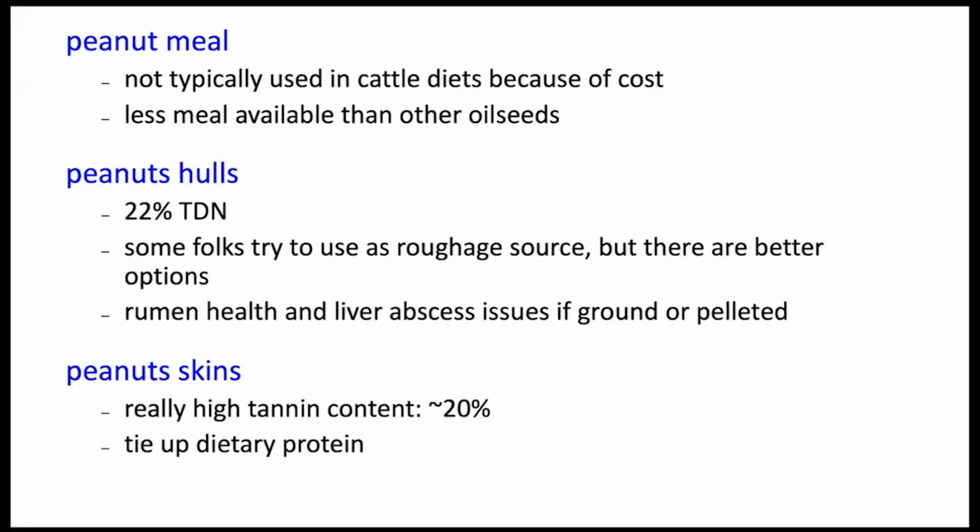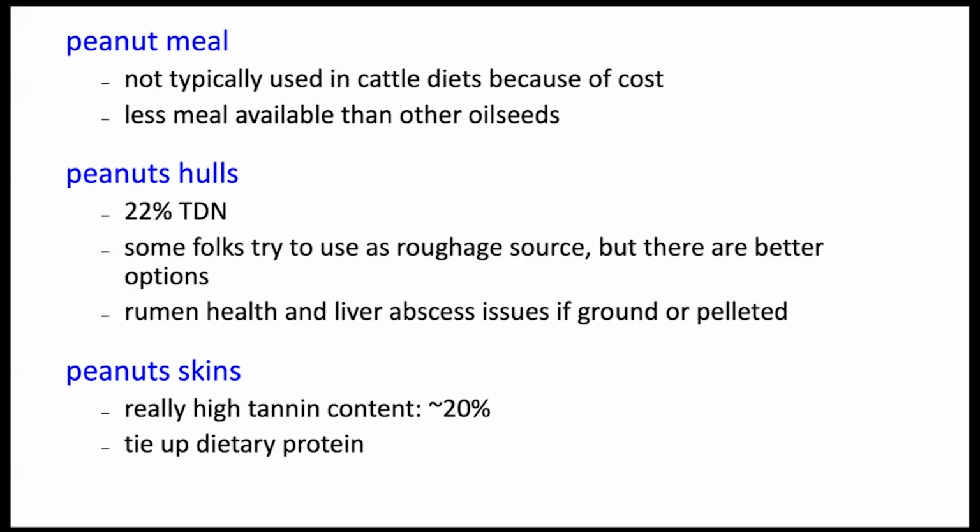Peanut meal is not something we typically use in cattle diets because of cost. There's less meal available than other seeds because when we think about what happens to most peanuts, we either eat those peanuts direct or we're going to put them in peanut butter. So it's just a little bit of peanut oil that gets produced, which is where we're going to get some peanut meal.